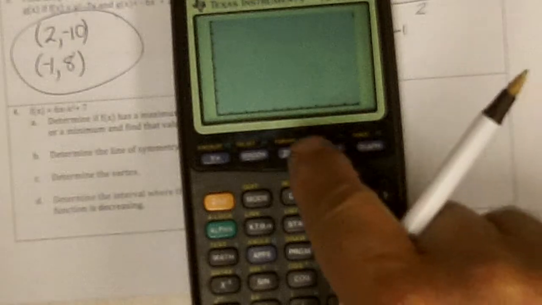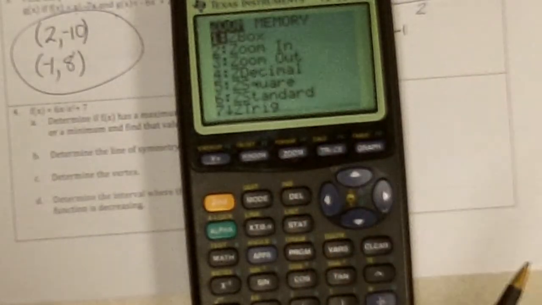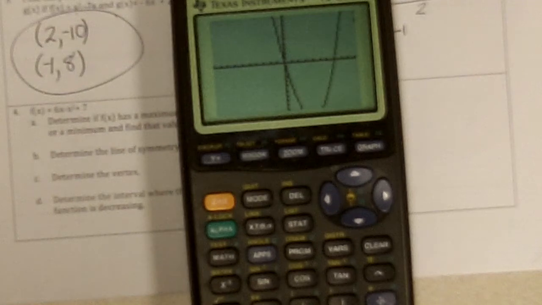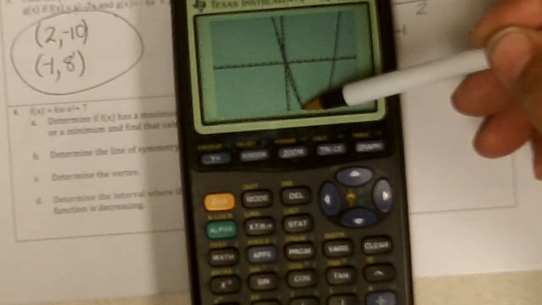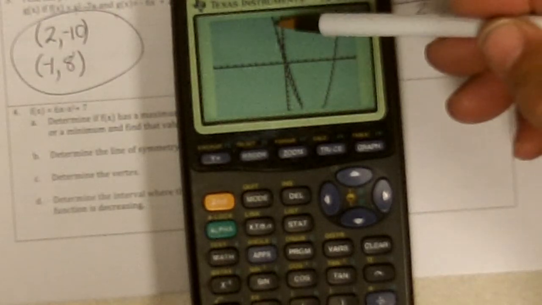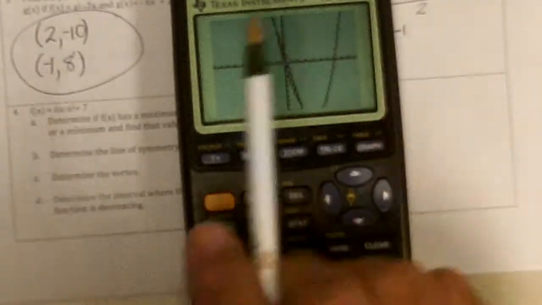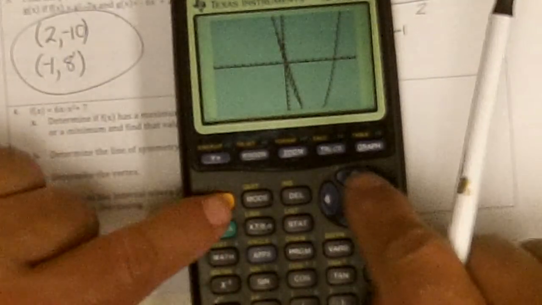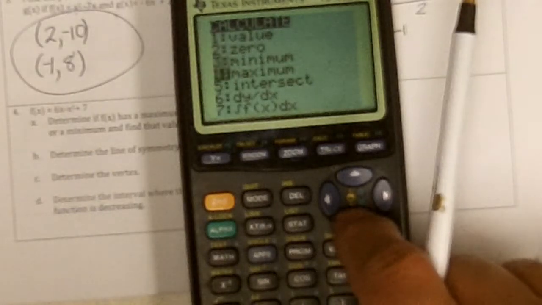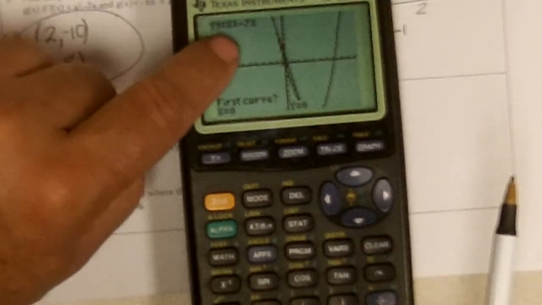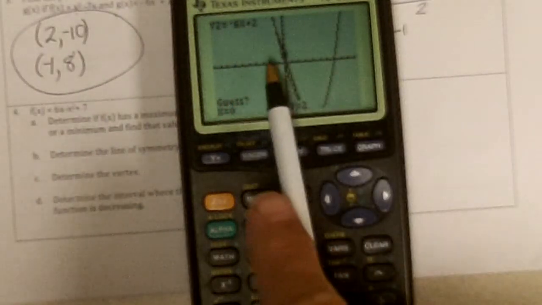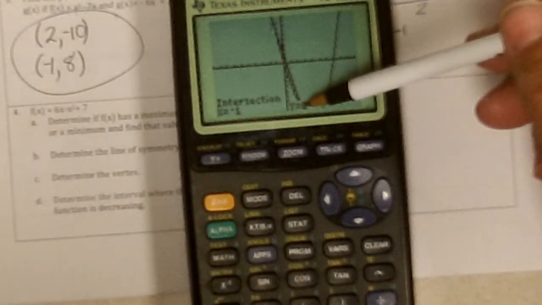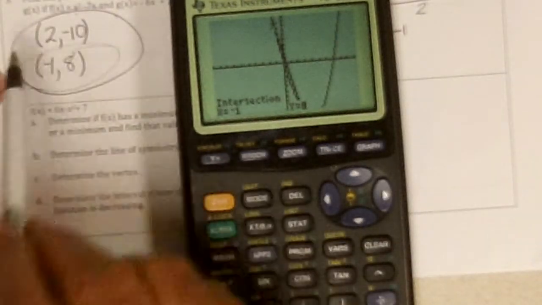If I push graph, let's see, it's not showing up there, so I'm going to go zoom 6. See if I can see the two intersections. There's the parabola, and there's the line. It looks like it hits about there, and they intersect again over here someplace. So this one's somewhere between -3 and 0. So I'm going to go second, calculate, intersection between that equation and that equation. And my guess is about -2. And it says -1, 8. Okay, there's one of my answers.